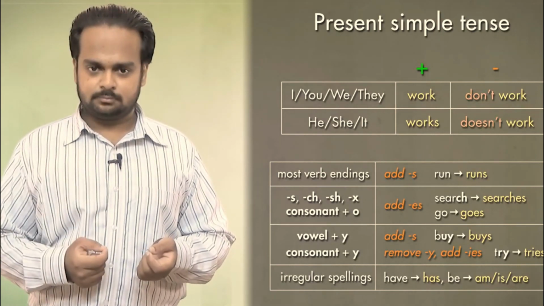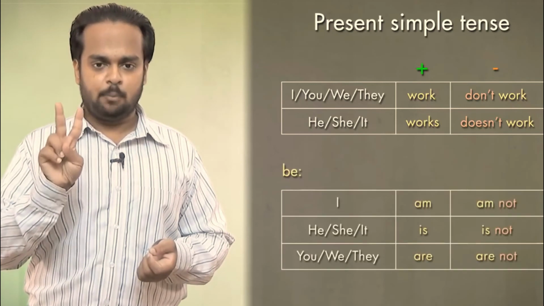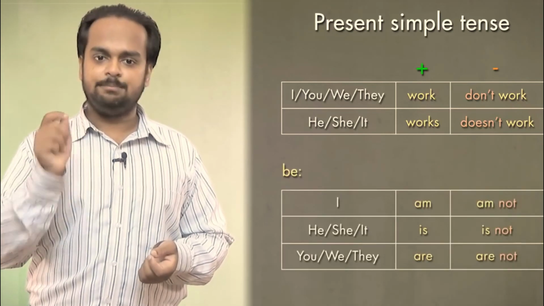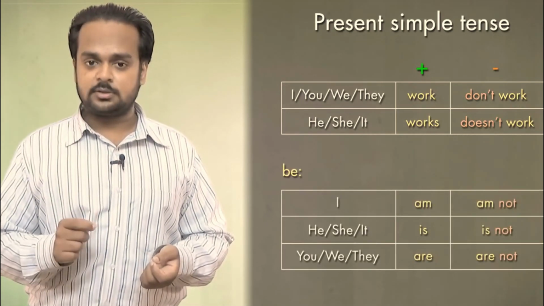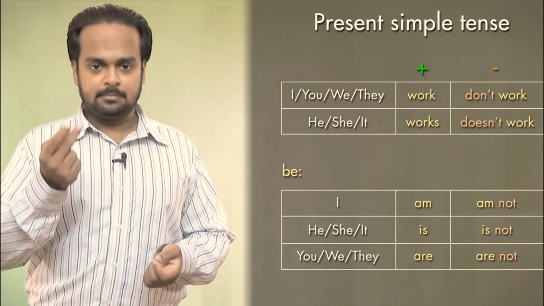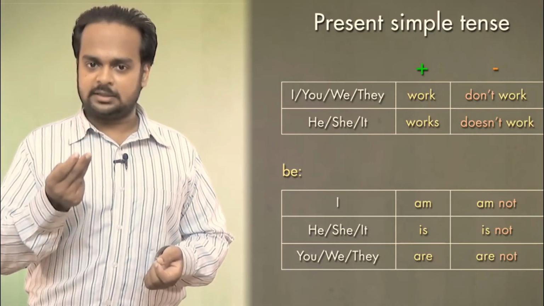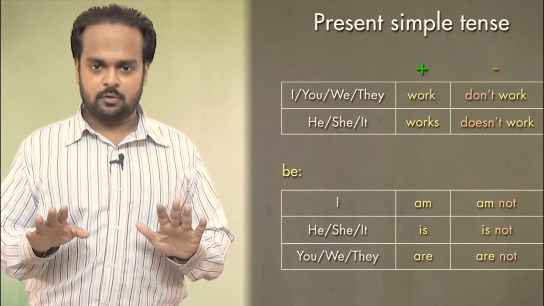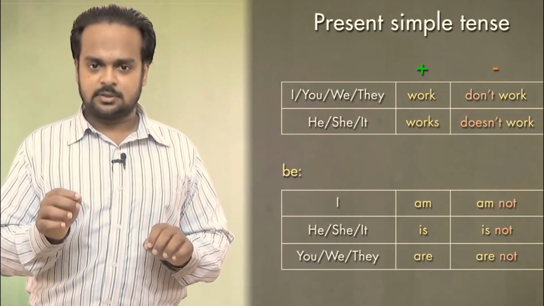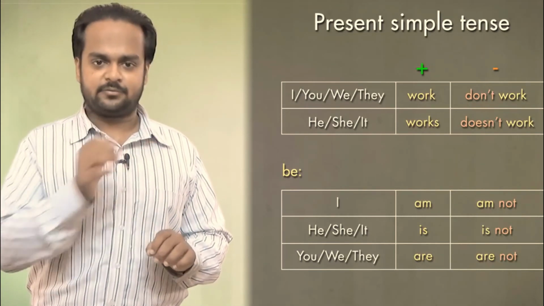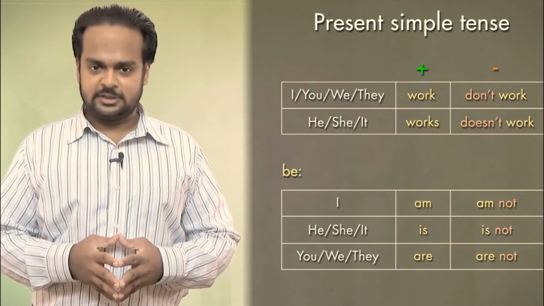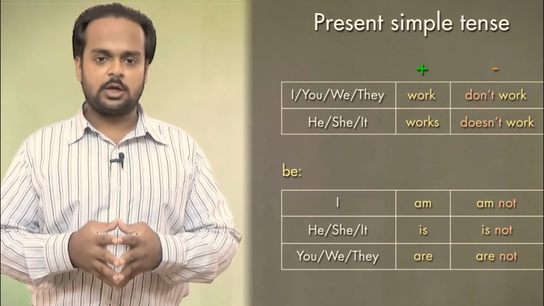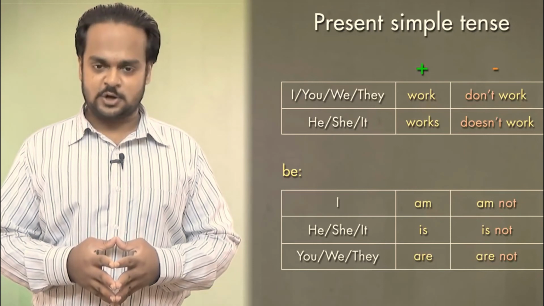Finally, we learned the 2 important ways in which the verb be is different. First, it has 3 forms: am, is, and are. And second, it has no helping verb. So to make negative sentences, you put not right after it. Alright, it's now time for the test to see if you can make present simple tense sentences correctly.